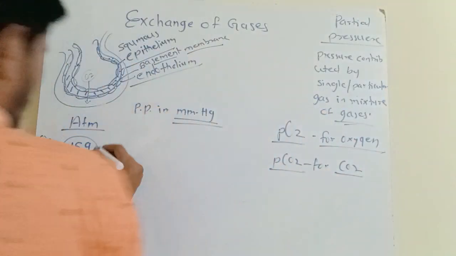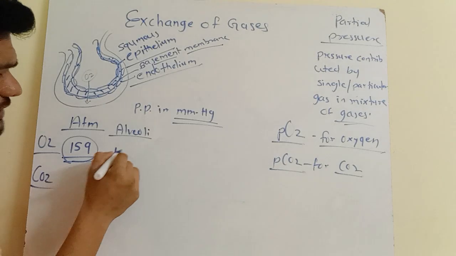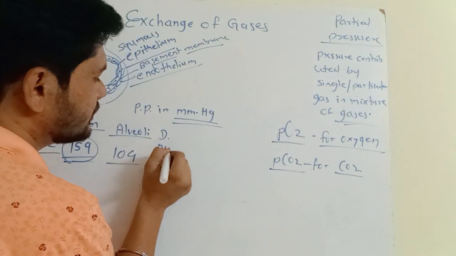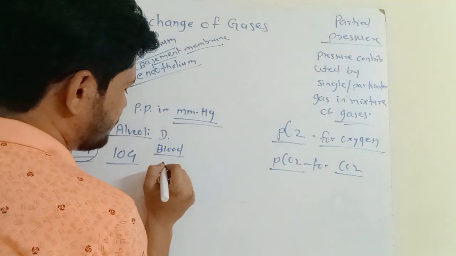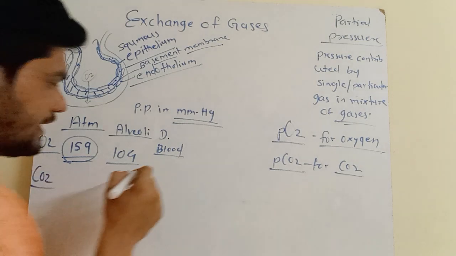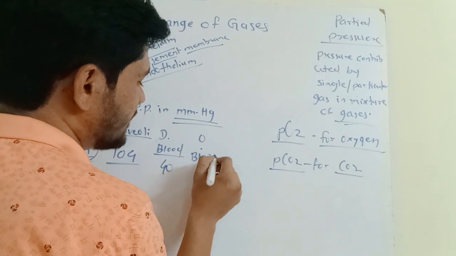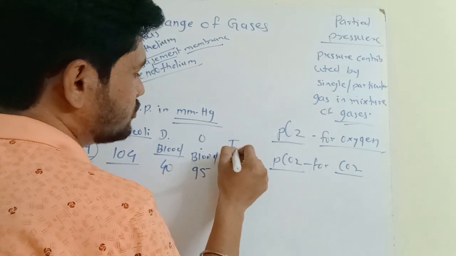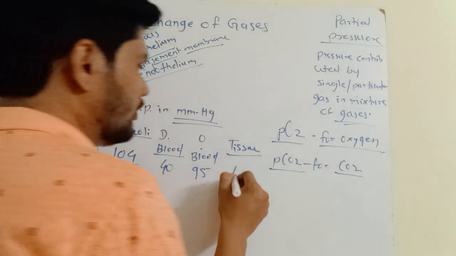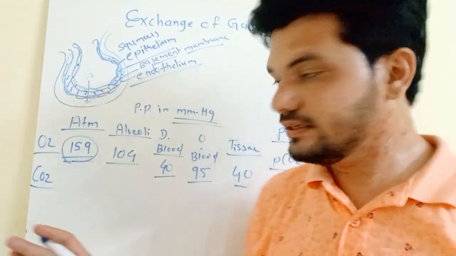Then the alveoli have a lower partial pressure, say 104. Then in deoxygenated blood there is 40. Then in oxygenated blood it is 95. And in tissues, again it is, I guess, 40. So this is the partial pressure gradient.